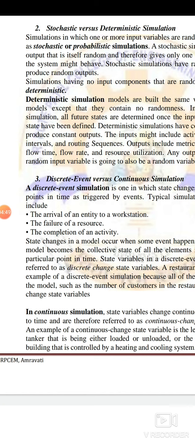So stochastic means the variables of the system have this randomness. But in deterministic simulation, the values are not random values.